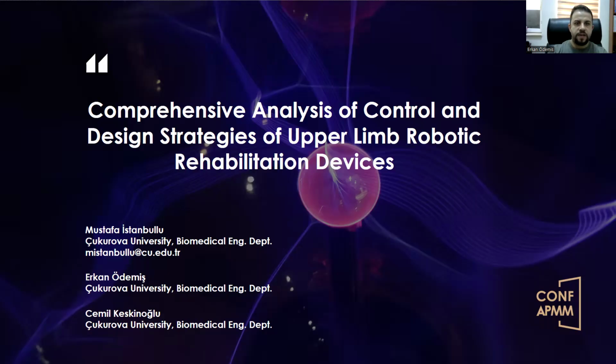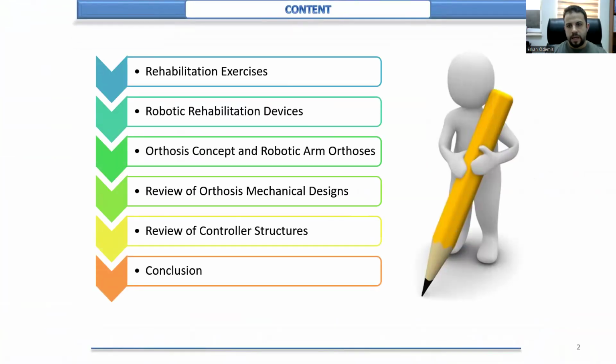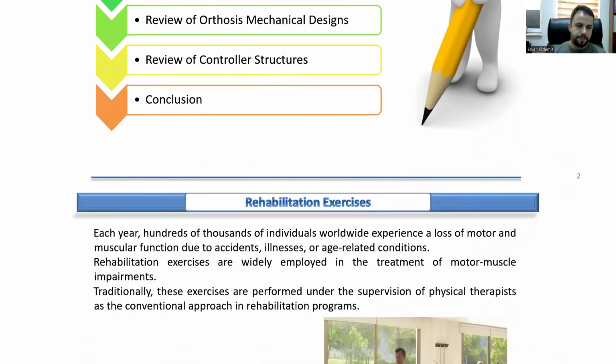Today, my topic is comprehensive analysis of control and design strategies of upper limb robotic rehabilitation devices. First, I will begin by discussing rehabilitation exercises from a general conceptual perspective. Next, I will provide an introduction to robotic rehabilitation devices and highlight their significance. I will then explain the concept of orthesis and introduce robotic arm orthesis. After analyzing orthesis from both mechanical and control perspectives, I will also address current trends in the field. Finally, I will conclude with a general discussion and summary of the key points.